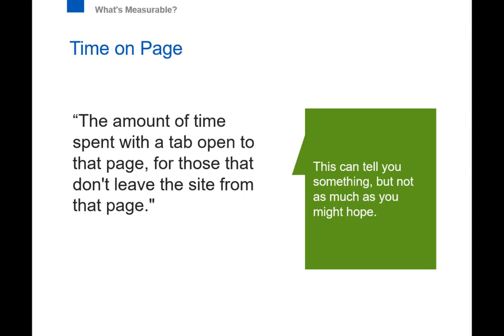Time on page. This is a deceptive metric. It feels like it should be very useful, but is probably not as useful as you would hope. There are problems with it. For instance, it doesn't know when a user has the page open in a tab but is in a different tab. If they've left the tab open, it will start to rack up time on page. On the flip side, if they leave the site from the page, then either the time is zero or it is deleted from the metric, depending on what reference you look at.